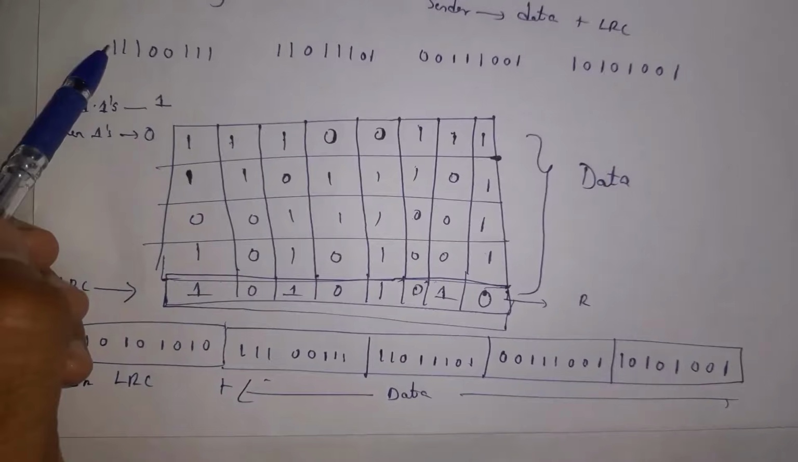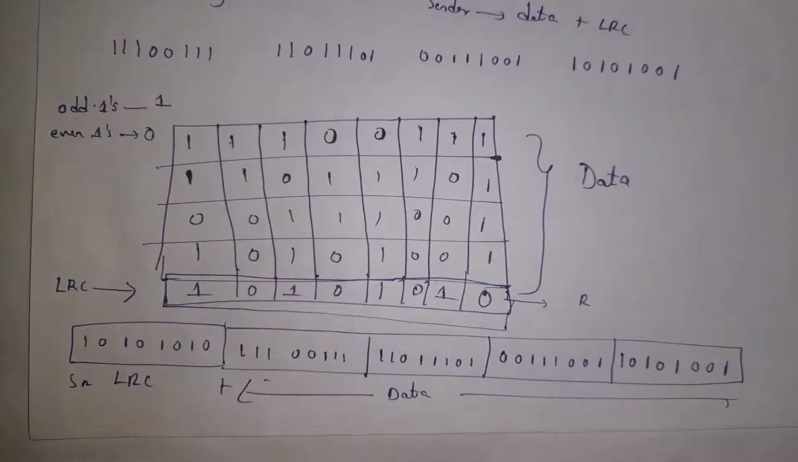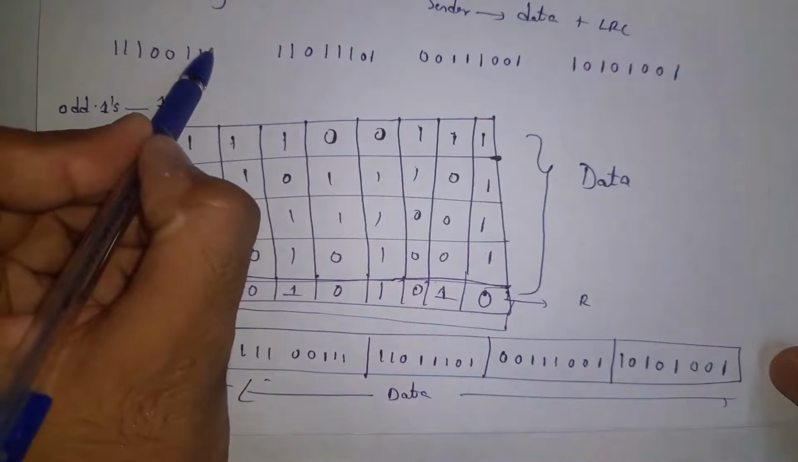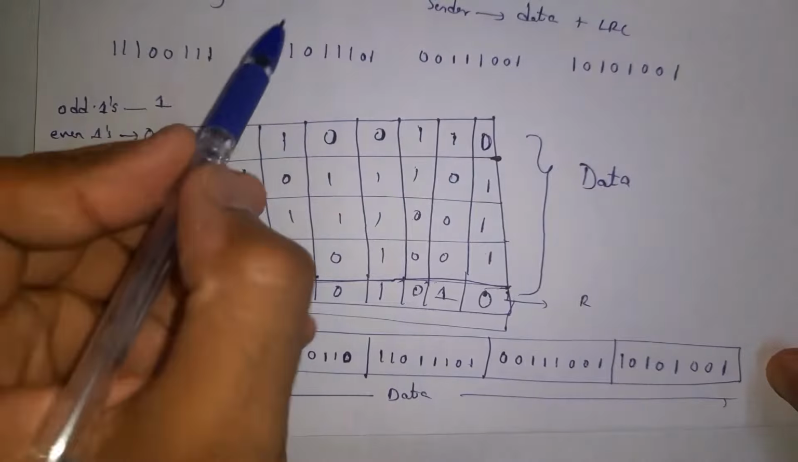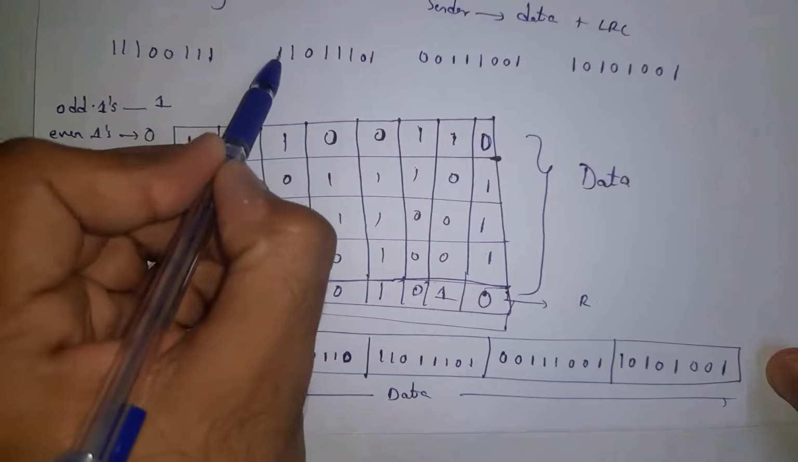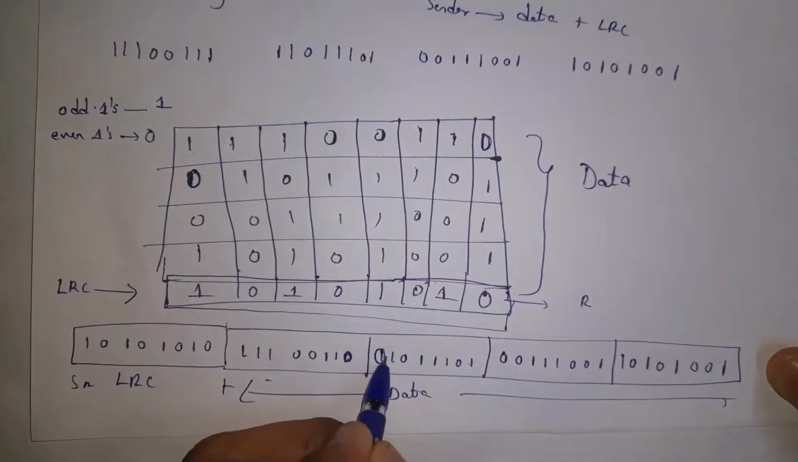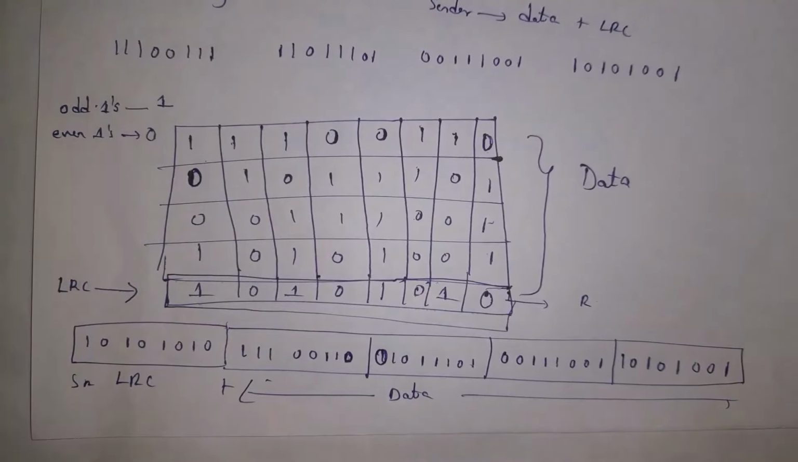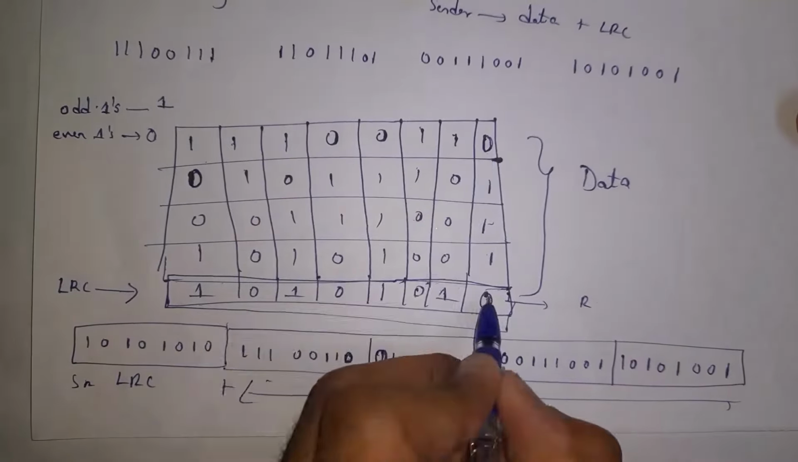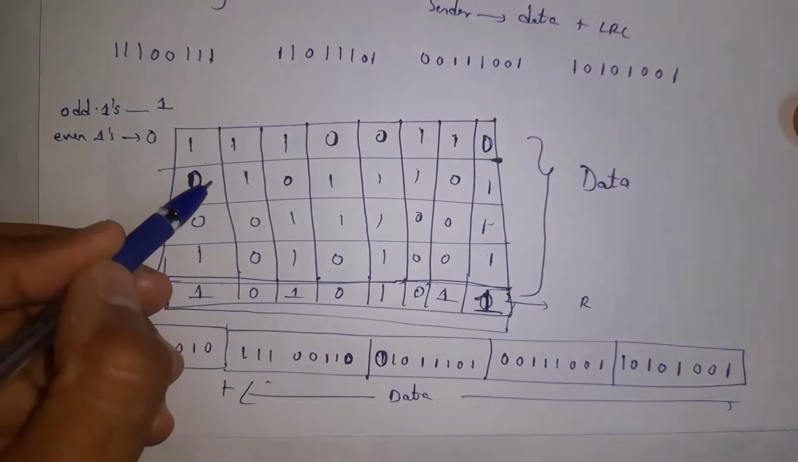For example, the first block contains data like 111, 00, 111. But on the receiver side, at the last, in place of 1, the receiver will receive 0. So the last bit is 0. Similarly, in the second block, the first bit, in place of 1, the receiver will receive 0. Now on the receiver side, the receiver will calculate LRC. Previously the data contained 4 ones, which is an even number. But as 1 is changed to 0, now the data contains an odd number of ones. So we'll include 1.